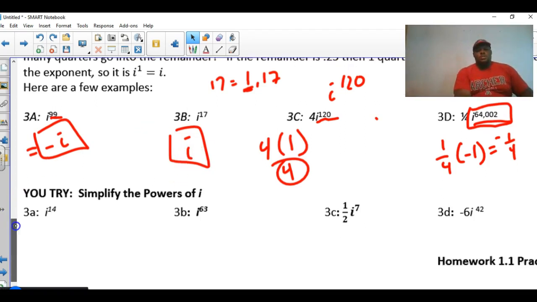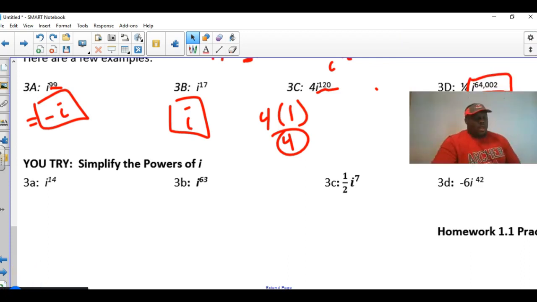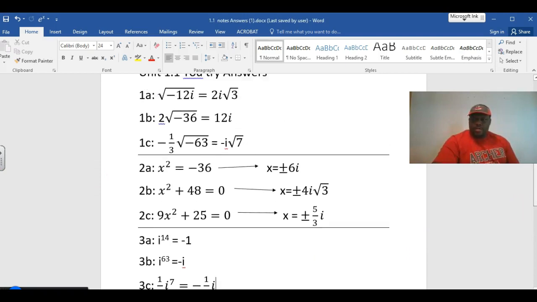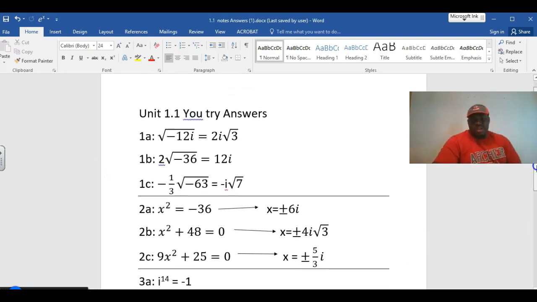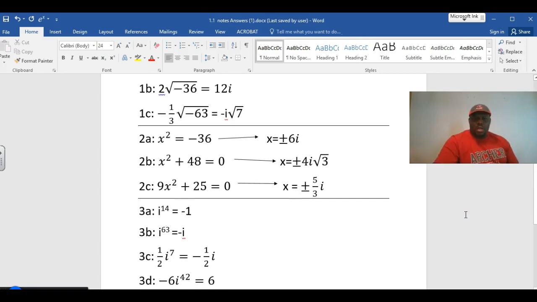So now, guys, try these "you try" problems. As stated, I am going to provide you with the answers for all the you tries. Here are the answers, guys. Take your phone, take a picture of it or pause it, work through the problem, see if you get the same answer. 1A, 1B, 1C, 2A, 2B, 2C, 3A, 3B, 3C, 3D.